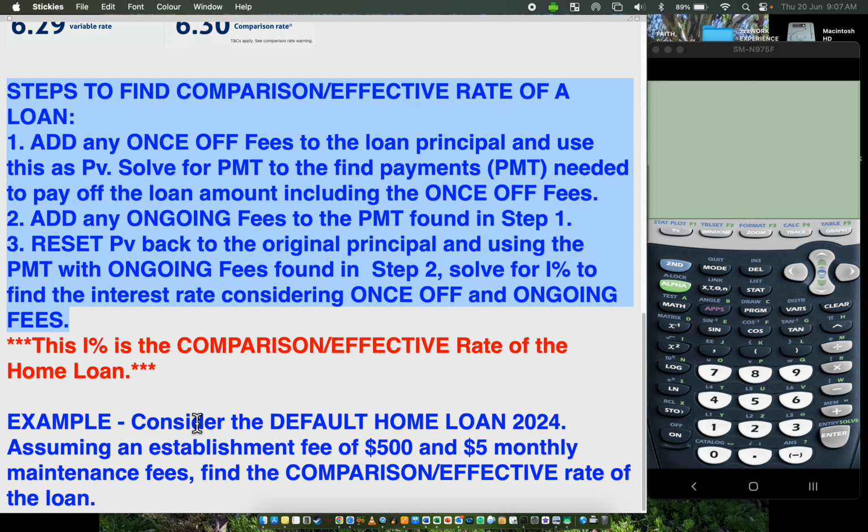I'll scroll down so you have the example that we'll do as well. So get the 3 steps, please, and then the example down. We're going to use the default home loan, but with an establishment fee of $500 and then $5 extra per month.